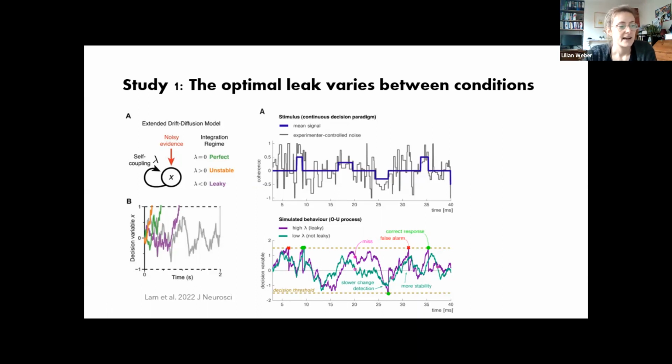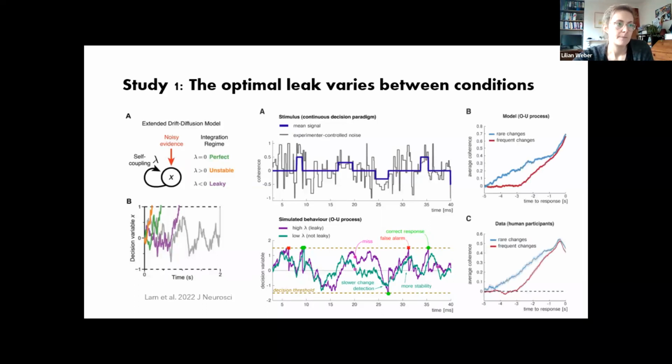And in fact, when Maria looked at the performance that different parameter sets, or different decision thresholds and different leak parameters result in, she saw that the optimal parameters did indeed differ across the different conditions in her paradigm. And the optimal model, which had different leak parameters across conditions, would make very similar predictions about the integration kernels that you could expect compared to what we see in actual human participants.